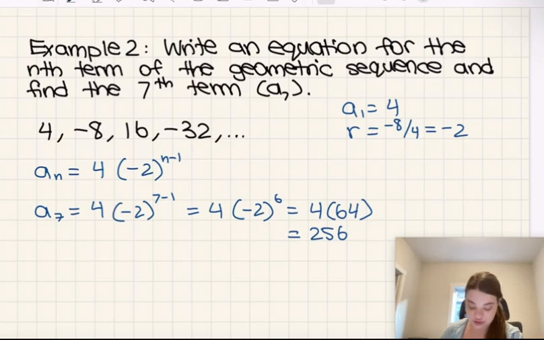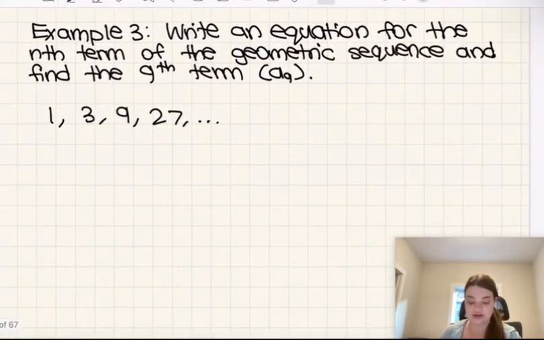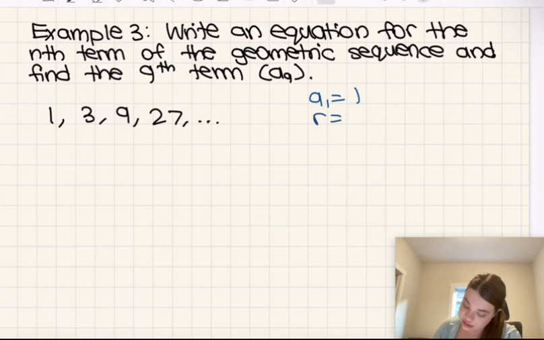All right, let's try the last one. Write an equation for the nth term of the geometric sequence and find the ninth term. Okay, so for this one, our first term, a1, is equal to 1, and our ratio is 3, right? Notice if we do 3 divided by 1, we get 3, or 9 divided by 3 is 3, 27 divided by 9, it's 3. No matter which calculation we do, we get 3.